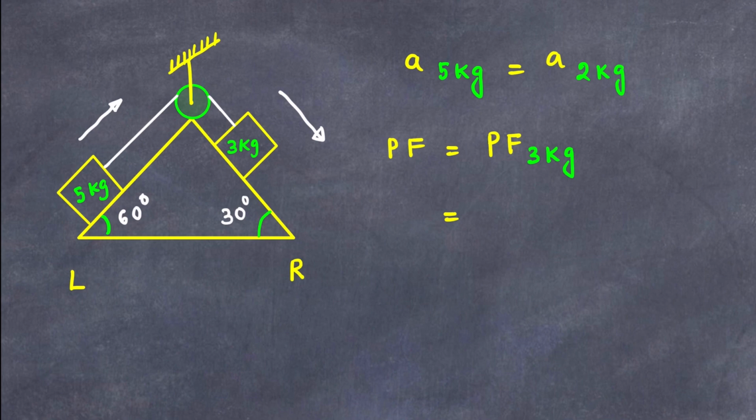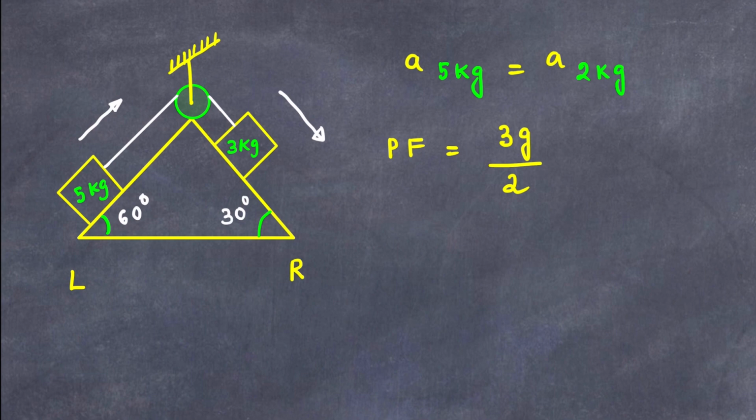In the place of m we'll write 3, so that means 3 times g times sine theta. Over here theta will be the angle of the incline on which the 3 kg is sitting. The 3 kg is sitting on the right incline, which has an angle of 30 degree. So that means sine 30 degree. So over here the pulling force will be 3g by 2. So the net pulling force is nothing but 3g by 2.